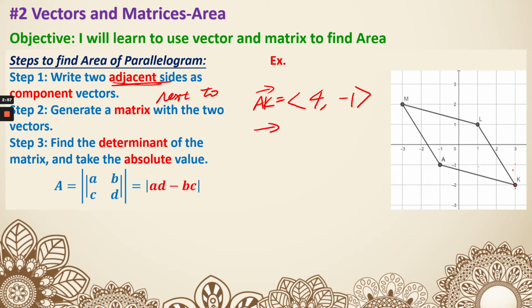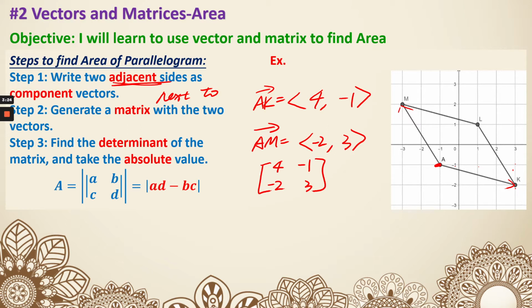But we are going to need to write two adjacent component vectors that start from the same point. So AK, and the other one would have to be AM. And AM is going to be to the left 2, so -2, and then up 3. So -2, 3. Step 2 is we're going to generate a matrix with the two vectors. So we're going to stack them together. 4, -1 is going to be the first row. -2, 3 is going to be the second row.